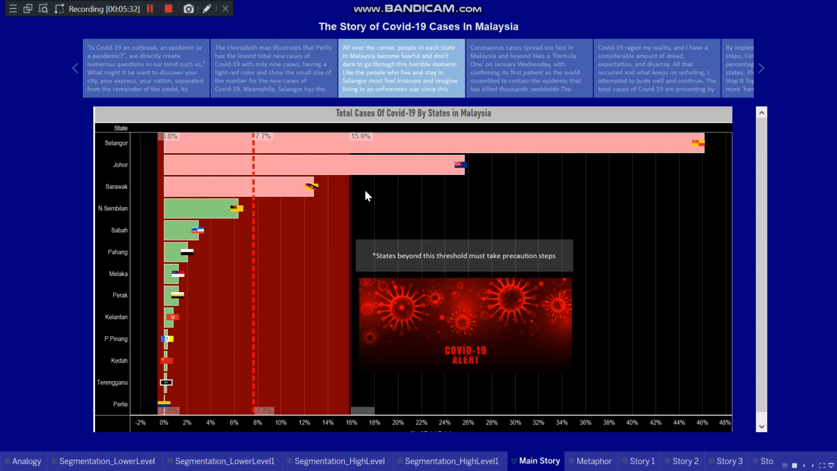Next, from these graphs, it shows that all over the country, people in each state in Malaysia became fearful and do not dare to go through this horrible moment. People who live in Selangor must feel insecure because they need to live in an unforeseen war.